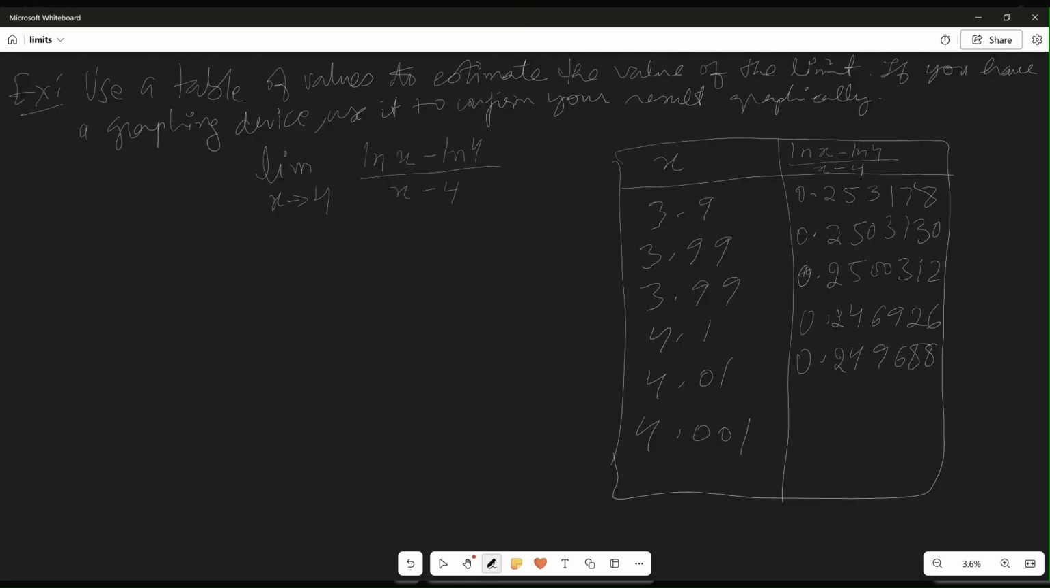The limit for this function. Yep. Okay, as you can already notice, as x approaches 4, the closest values, the limit for this function seems to be equal to 0.25, or you could also write this as 25 divided by 100, which is equal to 1 over 4.